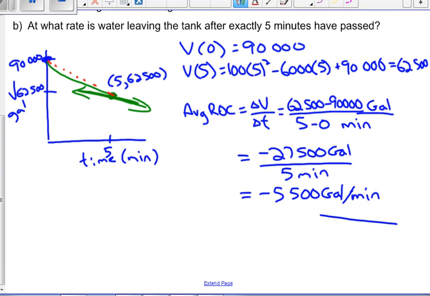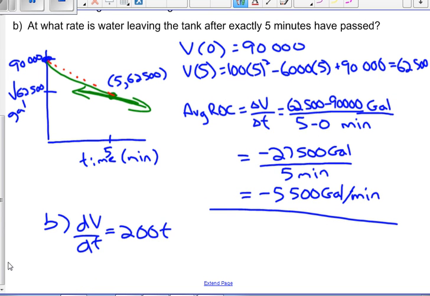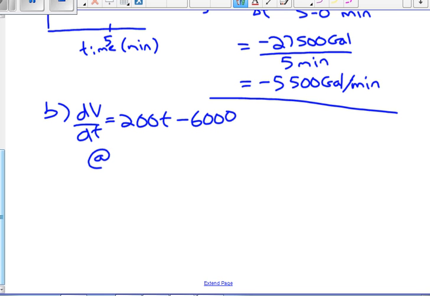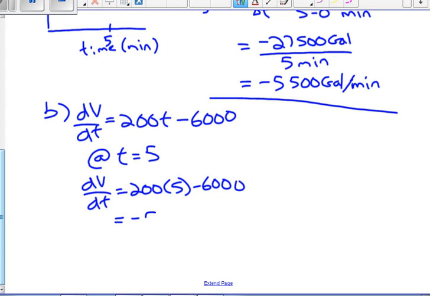So we have, for part B, what rate is the water leaving the tank exactly after 5 minutes have passed? Well, we'd find dV by dt, the first derivative. Okay, and looking up here, we've got our equation, so we'd get 200t minus 6,000. If we want to figure out what's happening when t equals 5, then we just sub in 5. So 200 times 5 minus 6,000, that's going to give us negative 5,000.